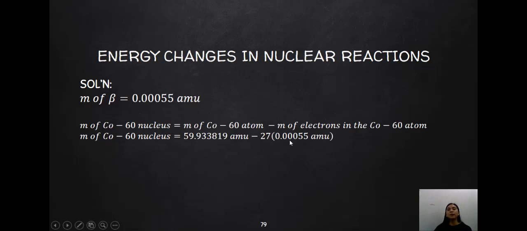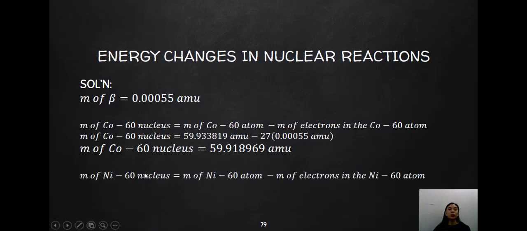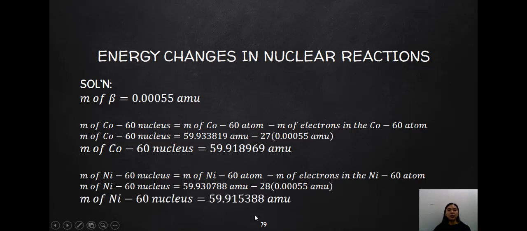59.933819 minus 27 multiplied by 0.00055 atomic mass unit, para yung makuha na lang natin is yung mass nung mismong nucleus, which is 59.918969. So, yan na po yung mass of your cobalt nucleus. We will be doing the same thing with the mass of the nickel nucleus. So, kailangan yung mass lang din ng nickel na nucleus yung kukunin natin. So, performing the same process, but however, for your nickel nucleus, it has 28 electrons. Such that you will be calculating this particular number, 59.915388 atomic mass unit.